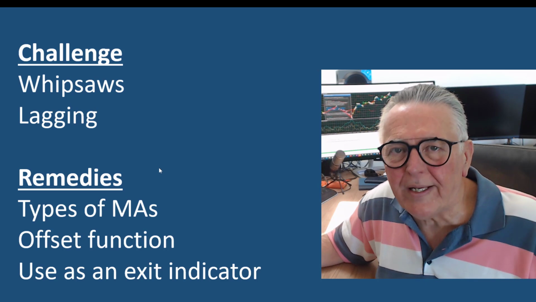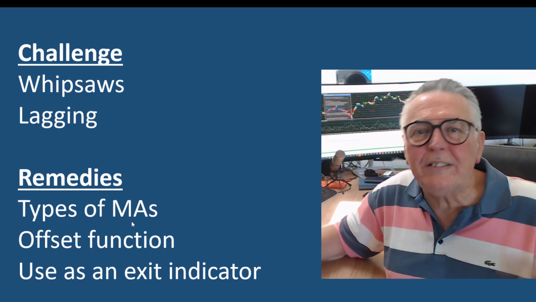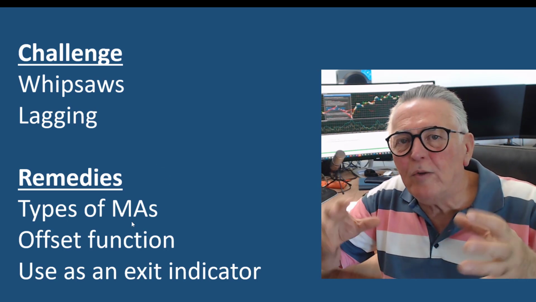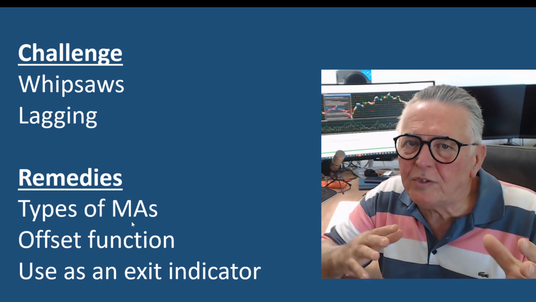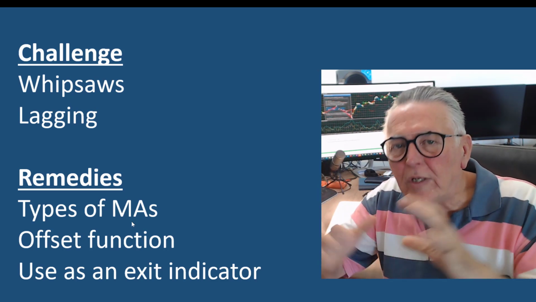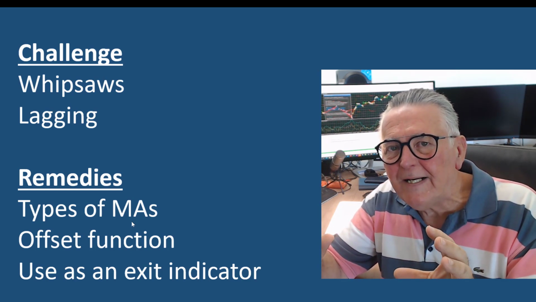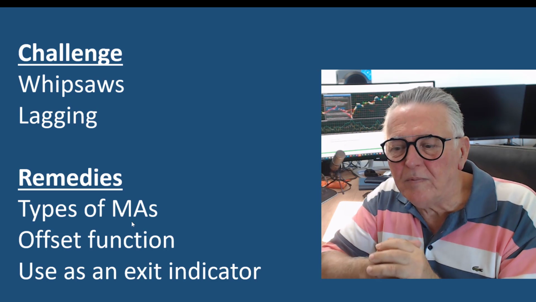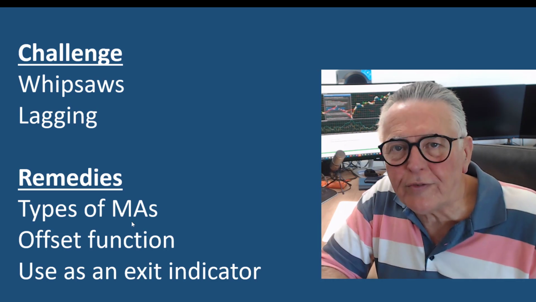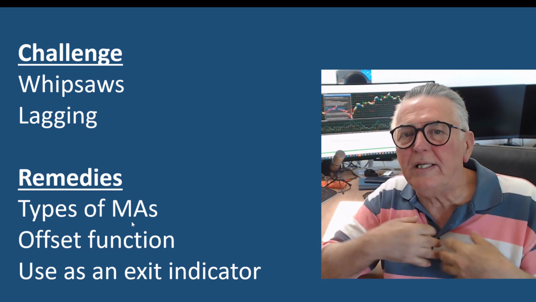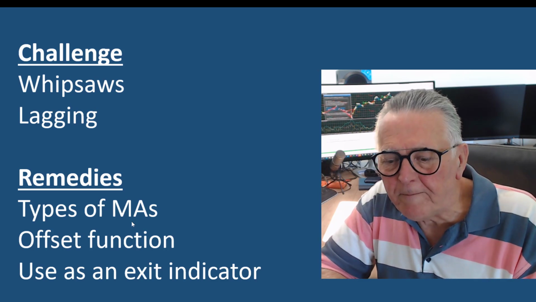Now the remedies for that, and as I've shown you, are using different types of moving averages. So in other words, some are more sensitive, other ones are less sensitive. So you need to balance your whipsaws and your lagging signals by using different moving averages, or you can use the offsets function, which I personally would recommend quite strongly.